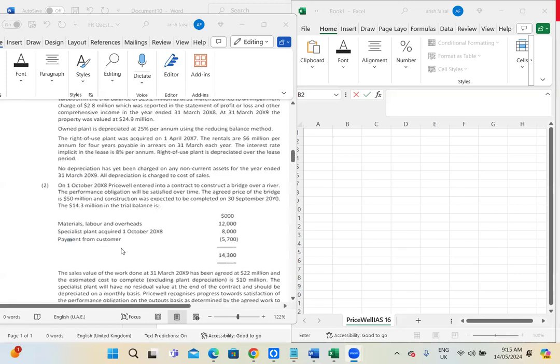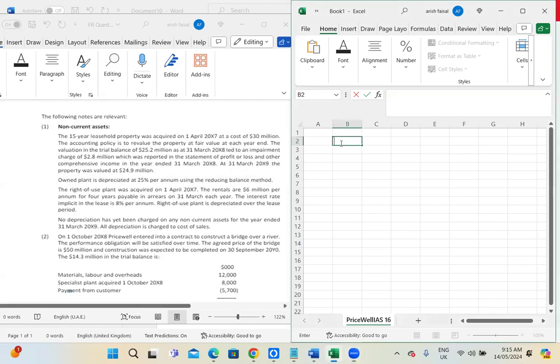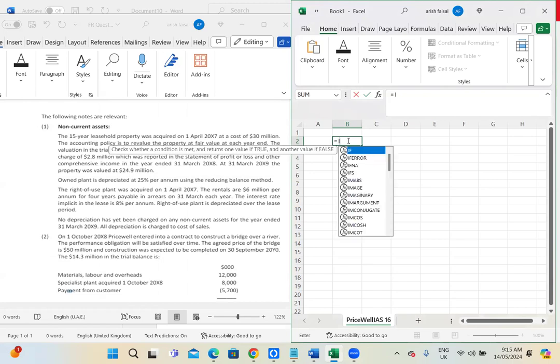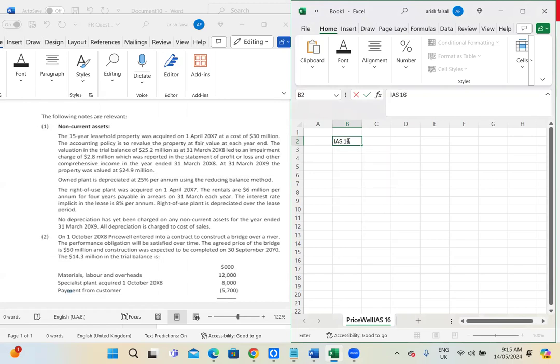Okay. So before you attempt this question, there are a couple of standards which you need to go through first, and then you can attempt this question. So the standards this question is based on are basically IAS 16, which is more or less the concept of depreciation and the revaluation. Then you also have IAS 36, which is impairment, and specifically the case of a reversal of impairment.